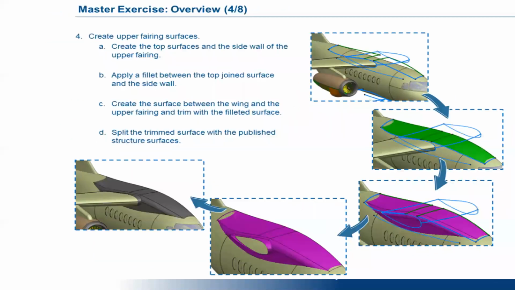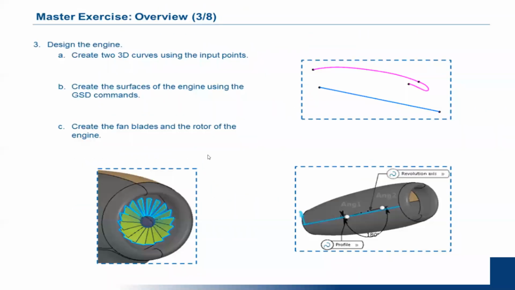In the overview, what we are going to do is create the engine. The stylist will give us wireframe data, like input points. We have to generate the spline or 3D curve on the input points, and then rotate it to create the engine portion. If they also provide the fan blades, then we have to develop the fan blades and make the model clearly. Then after completing the engine part, we will come to the upper fairing.